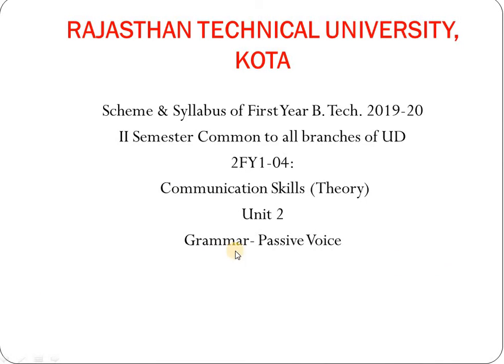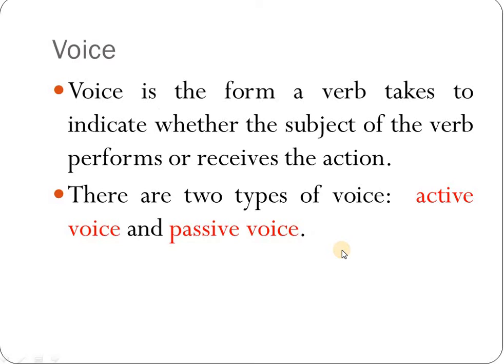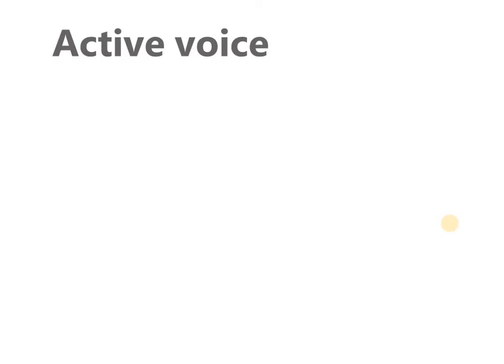Today we'll be talking about grammar, passive voice. Now what is voice? Voice is the form a verb takes to indicate whether the subject of the verb performs or receives the action. The voice shows whether the subject is the performer or the receiver of the action. Now there are two types of voice, active voice and passive voice.